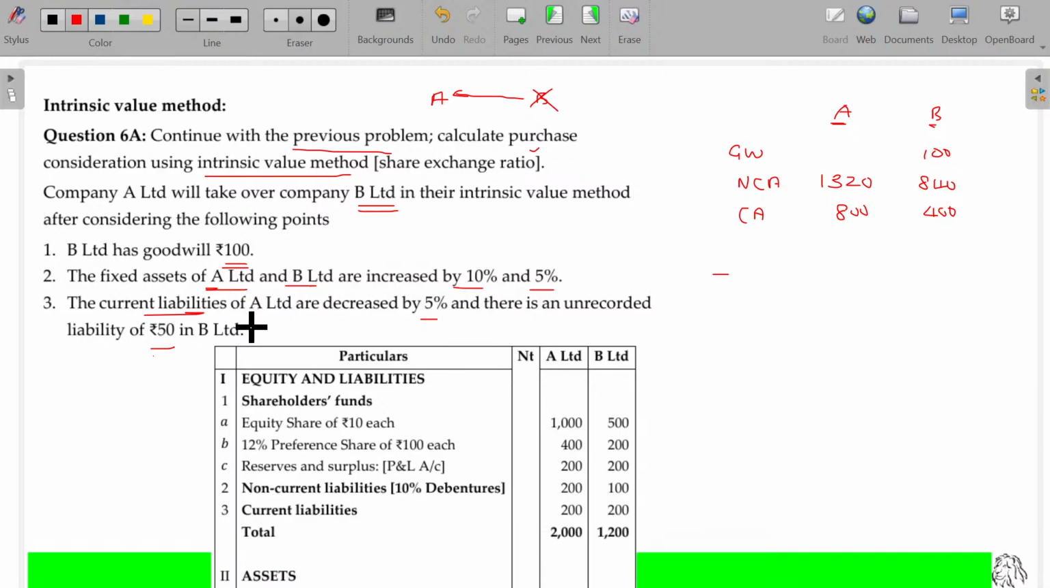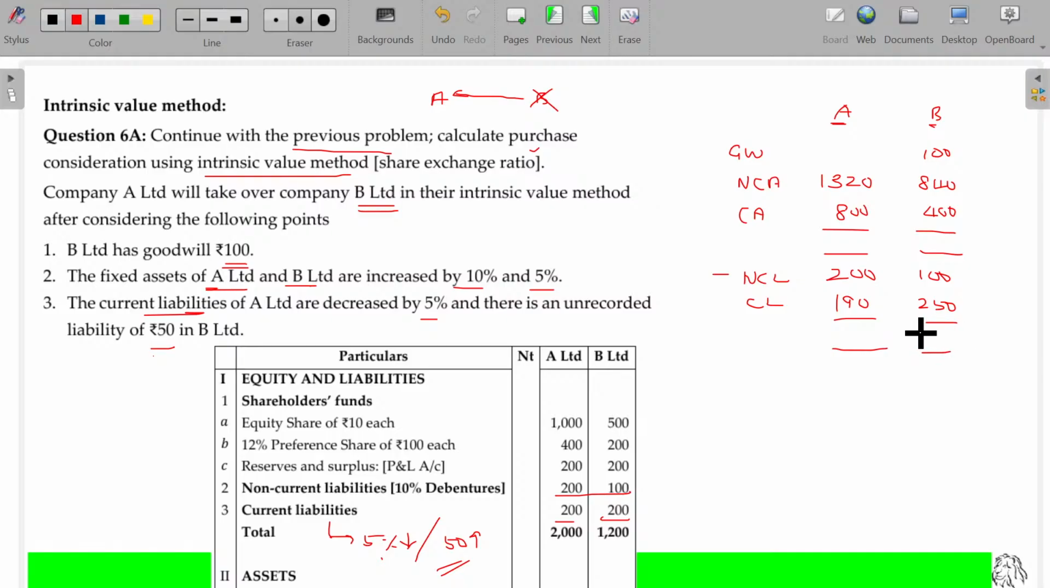Then, in case of current liabilities, 5% decrease for the first company, 50 rupees increase for the second company. Apart from that, we have been given debentures also. Non-current liabilities being the debentures 200 and 100. For A, realizable value being 200, 5% should be subtracted, 190. Similarly for B, 200, but there's an increase by 50, 250. The total of the liability side being 390 for A, 350 for B.